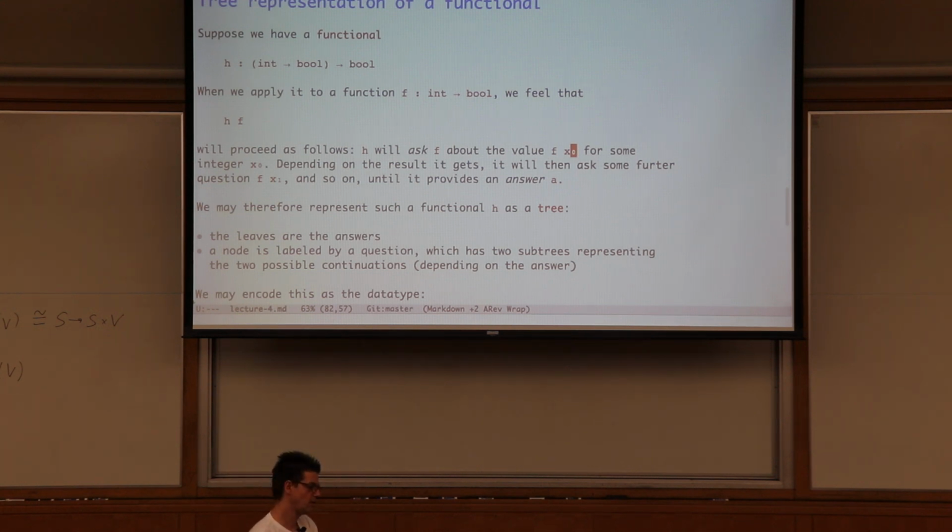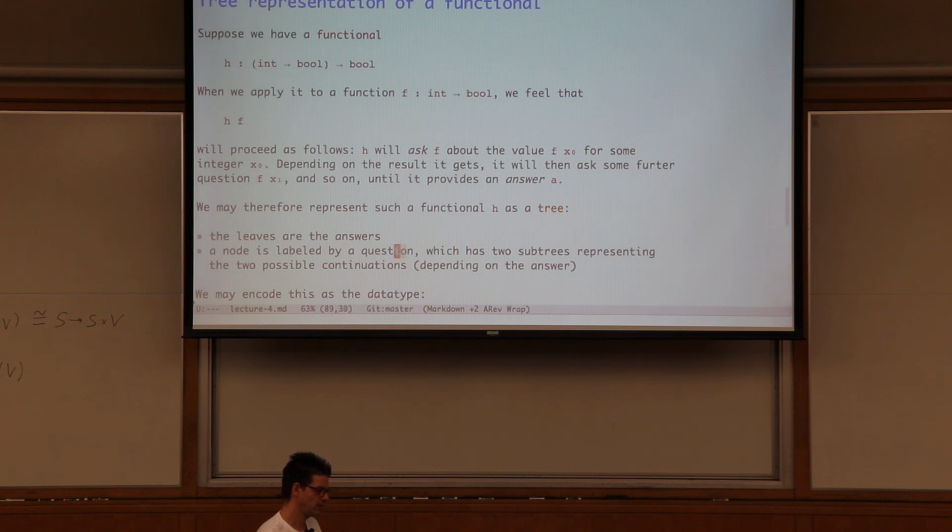So this means that we should be able to represent H as a kind of question-answer tree. So you can think of H as a tree where the nodes are questions and the leaves are answers. And so when you get to the end of the tree, so you're at the leaf, that means that the leaf is labeled by the answer that you're supposed to say. And so you say, my answer is whatever is in the leaf. The other possibility is that you say, well, I don't know what the answer is. I need to ask f a question.